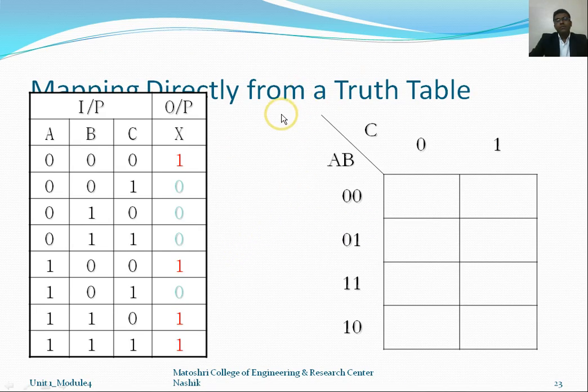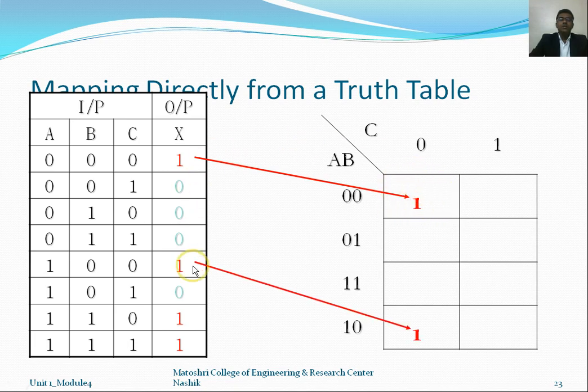How are we mapping from truth tables? If it is SOP, we have to concentrate on the output as a 1. Once the output is 1, we map those values according to their location, where the first value we are mapping here. Why? Because the value of A is 0, value of B is 0, value of C is 0, and that's why this is the location where the values of A, B, C are 0.